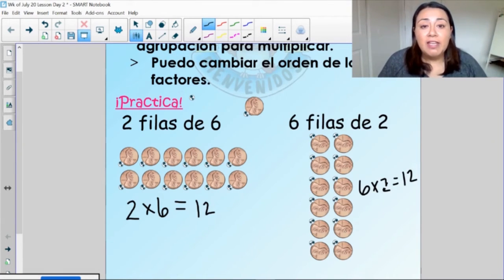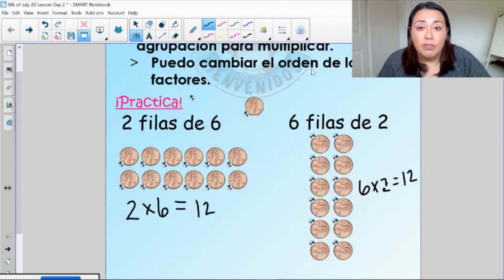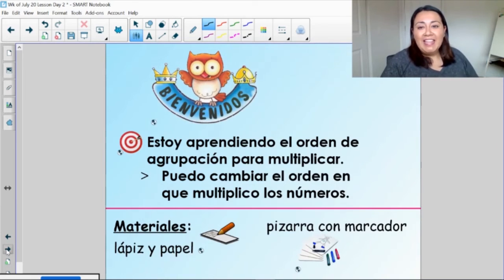Así que niños y niñas se pueden dar cuenta fácilmente usando una matriz que el orden de los factores no importa. Si yo cambio los grupos y los muevo, pero no cambio la cantidad de monedas, el resultado, el producto es el mismo. Y en este caso son 12. Bien, espero que les haya salido muy bien y vamos a comenzar con la meta del día de hoy.